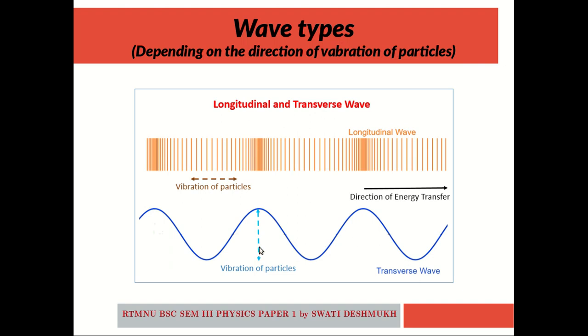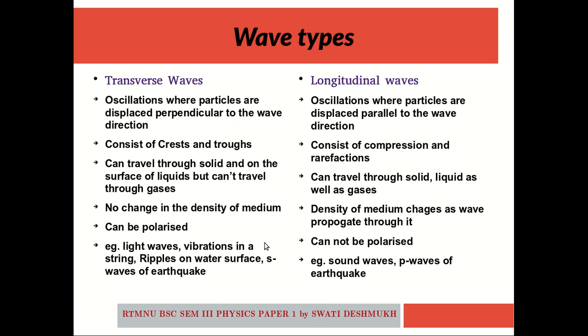In a transverse wave, the direction of vibration of particles is perpendicular to the direction of propagation of the wave, whereas in the case of a longitudinal wave, the direction of vibration of particles is the same as the direction of propagation of the wave. In this way we can classify a wave into two different types, transverse wave as well as longitudinal wave. It is not only the direction of vibration of particles that differs, but there are various other facts that are different for transverse waves and longitudinal waves.